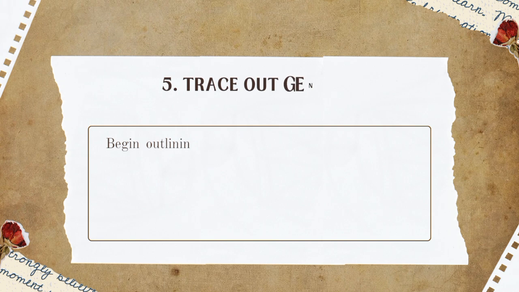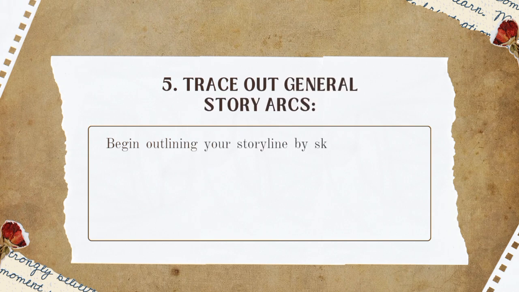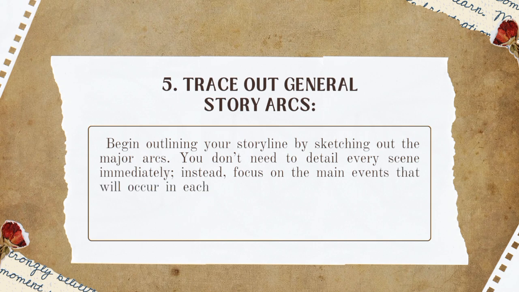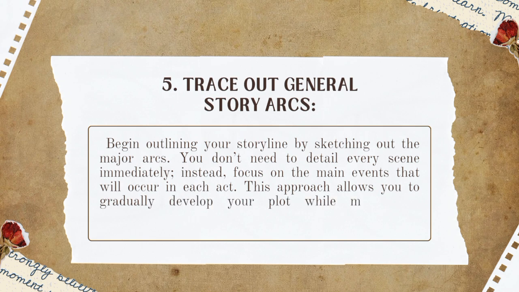Number 5. Trace out general story arcs. Begin outlining your story by sketching out the major arcs. You don't need to detail every scene immediately. Instead, focus on the main events that will occur in each act. This approach allows you to gradually develop your plot while maintaining flexibility as new ideas emerge.